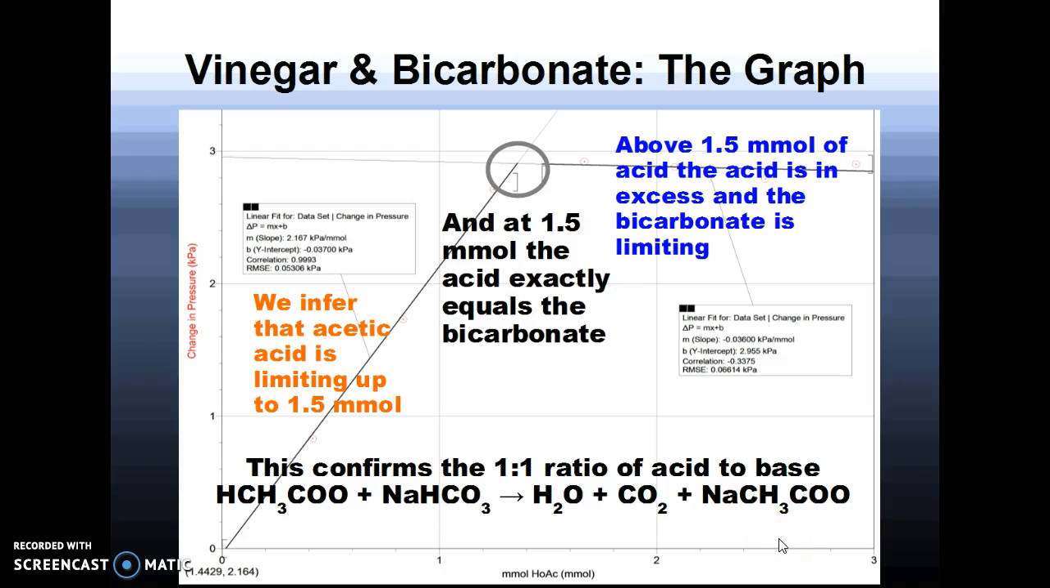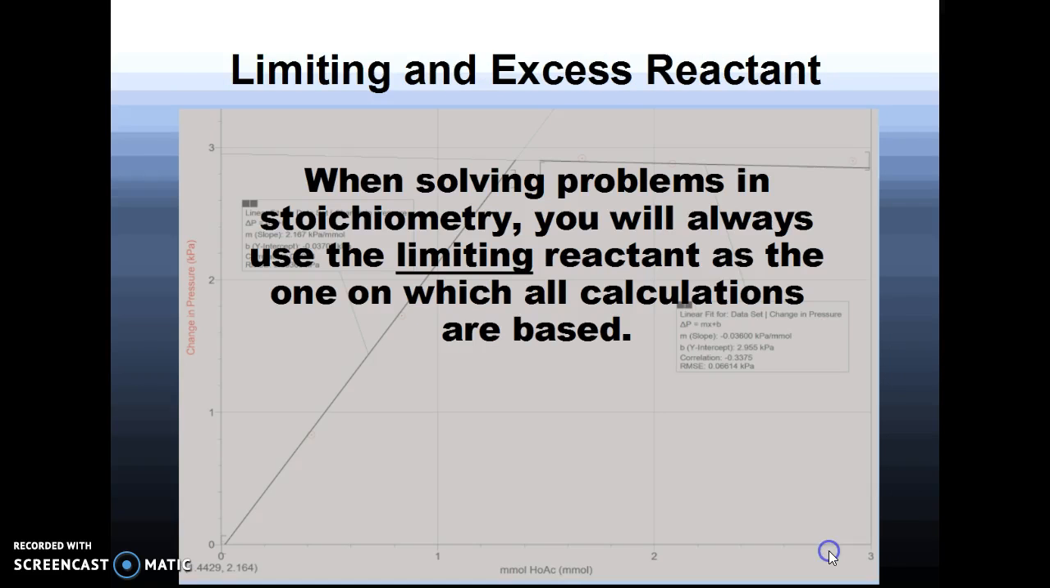This then confirms that there is a 1-to-1 ratio of acid to base in this reaction. 1 mole of acetic acid reacts with 1 mole of sodium hydrogen carbonate to form 1 mole of water, 1 mole of carbon dioxide, and 1 mole of sodium acetate.